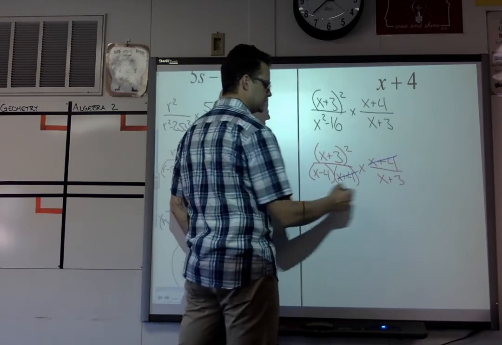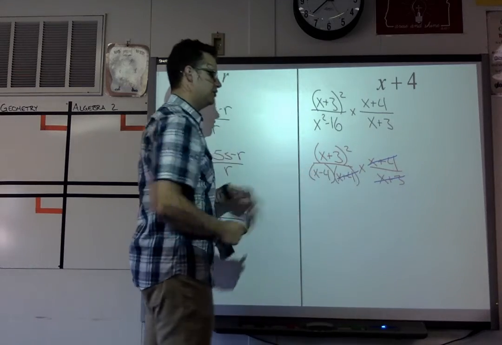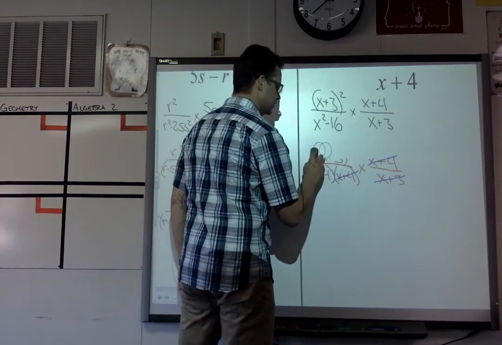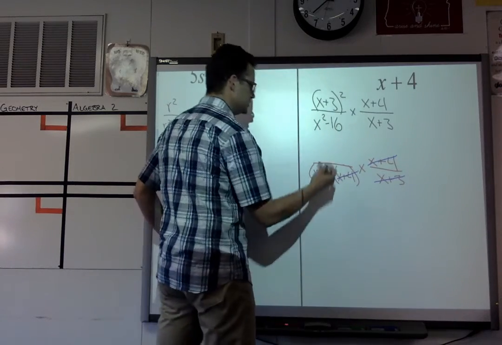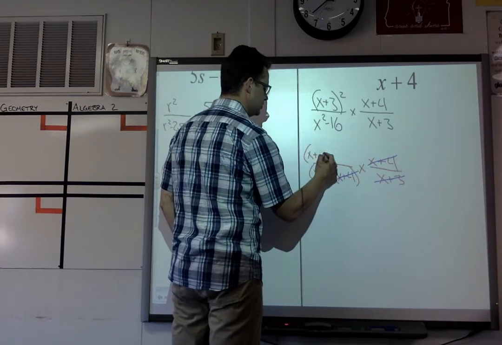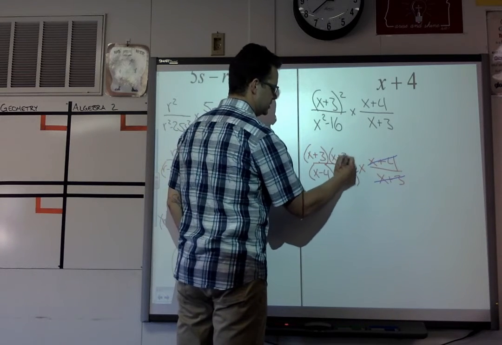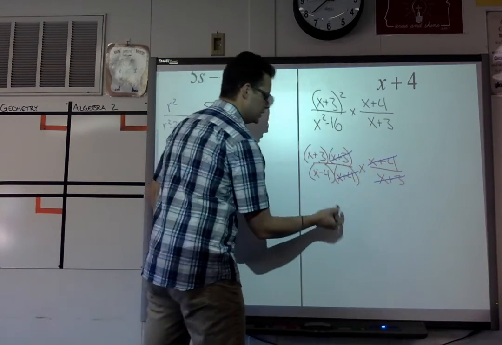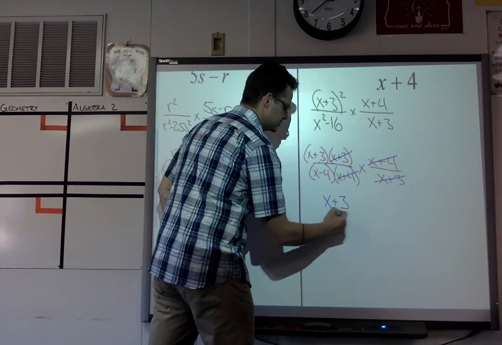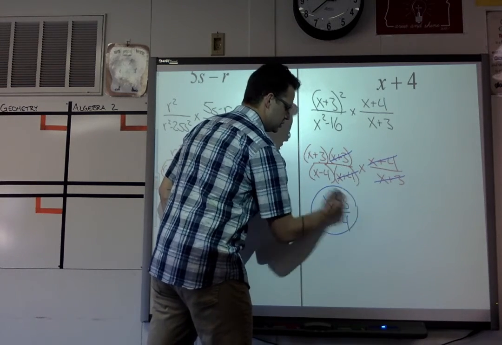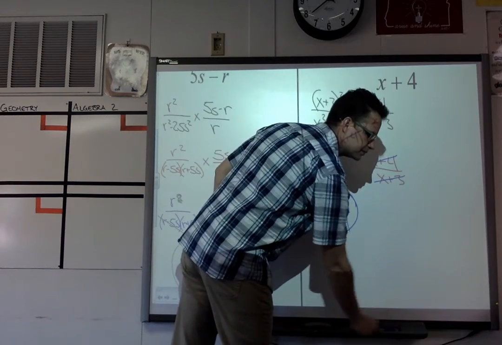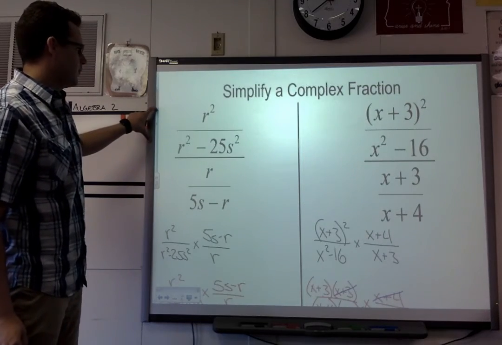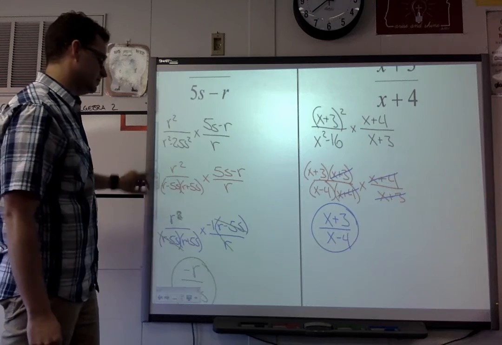x plus 4 cancels. This x plus 3 here, we've really got x plus 3 times x plus 3. I'm actually going to rewrite that to show it a little easier. (x plus 3) squared becomes (x plus 3) times (x plus 3), so one of those will cancel. And I'm left with my solution of x plus 3 over x minus 4. So that is, again, simplifying a complex fraction.